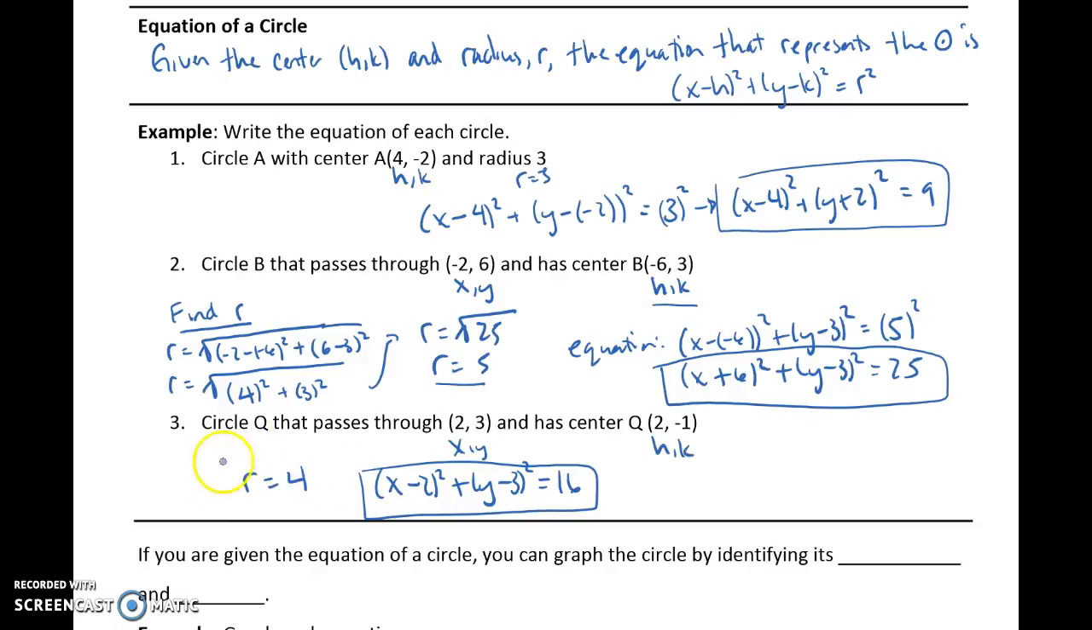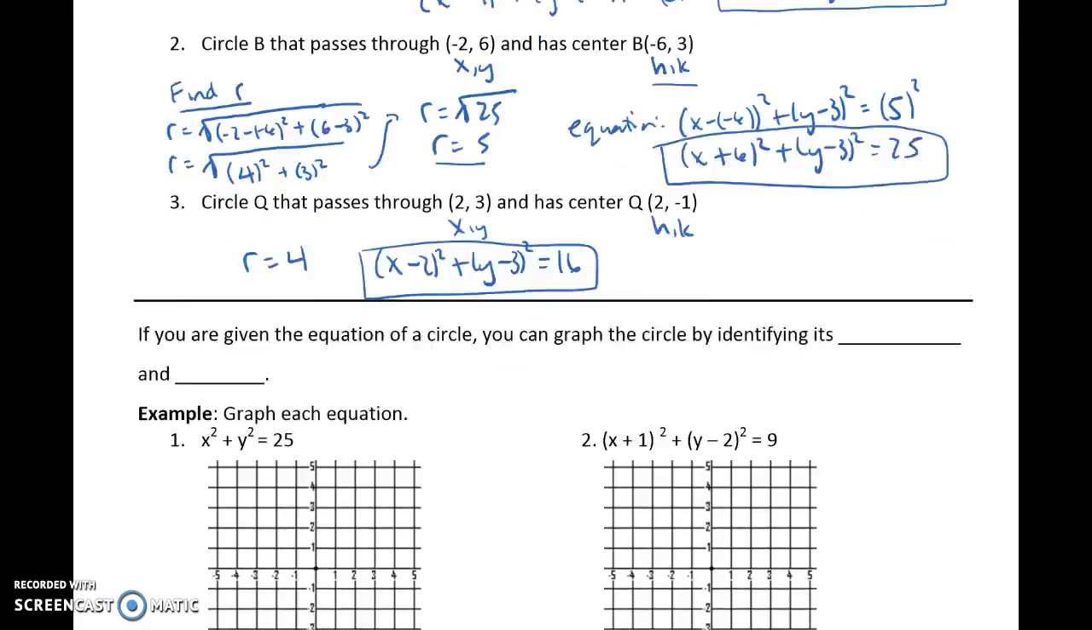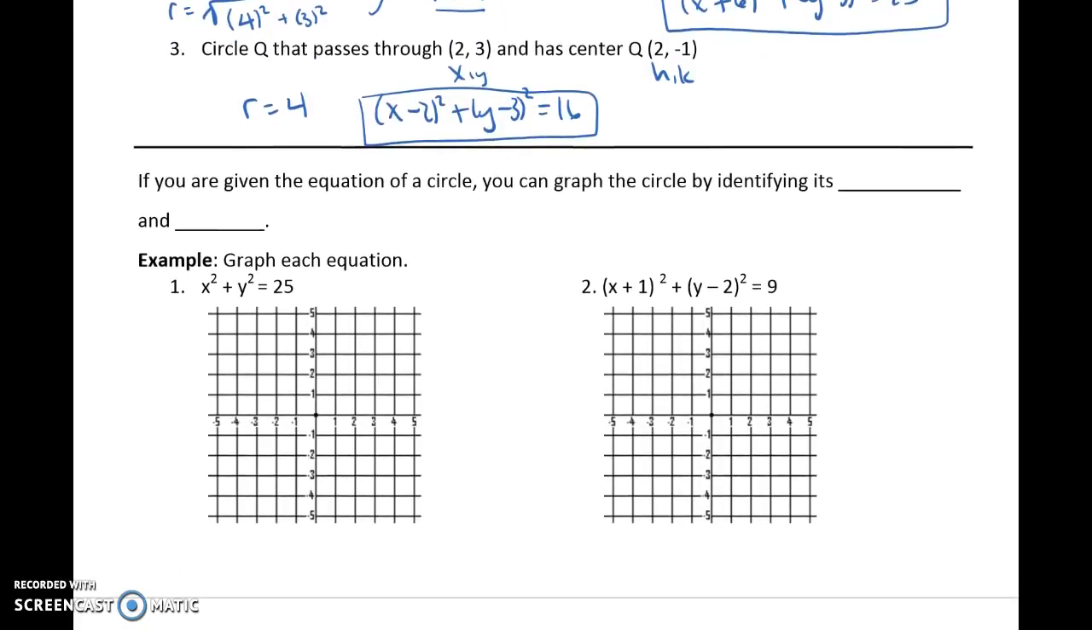So hopefully after you finished your distance formula, we saw radius is 4. Just plugging it all in, we get the equation that you see right here. Alright? Last thing, just how do we graph this circle? So again, the 2 key pieces, we need to know its center and radius.